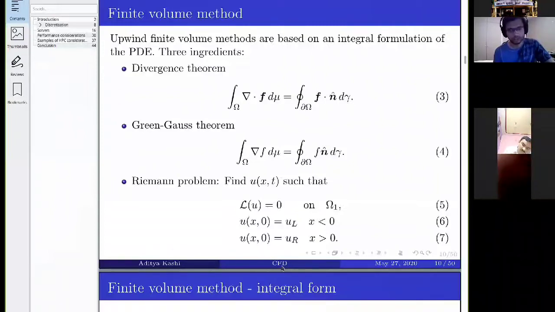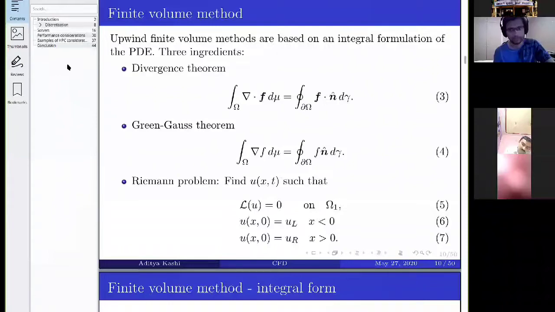So we want to solve this differential equation with respect to this initial condition, where for some part of the domain, it has some constant value, and for some other part of the domain, it has some other constant value. I'll come to more details about this pretty soon. So finite volume methods at their most fundamental level are just based on these.